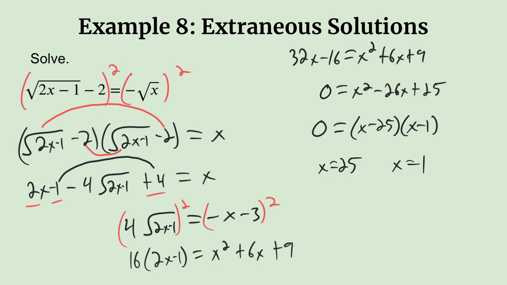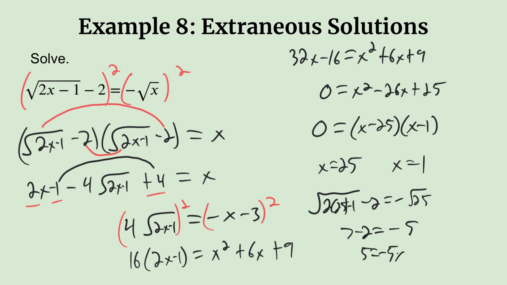So for 25, we get 2 times 25 minus 1, 49, minus 2 equals negative square root of 25. So we get 7 minus 2 equals negative 5. 5 equals negative 5, which is false. 7 minus 2 isn't negative. So 25 doesn't work. If you plug 1 in, that does work. Yay.